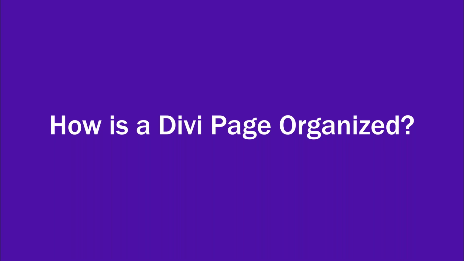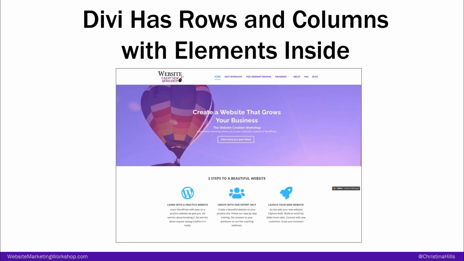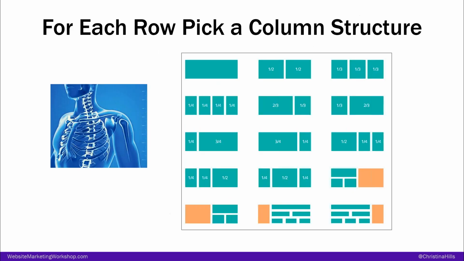All right, so how is a Divi page organized? Just like your body, Divi has a structure. And once you understand this structure, everything kind of falls into place. So Divi has rows and columns with elements inside.